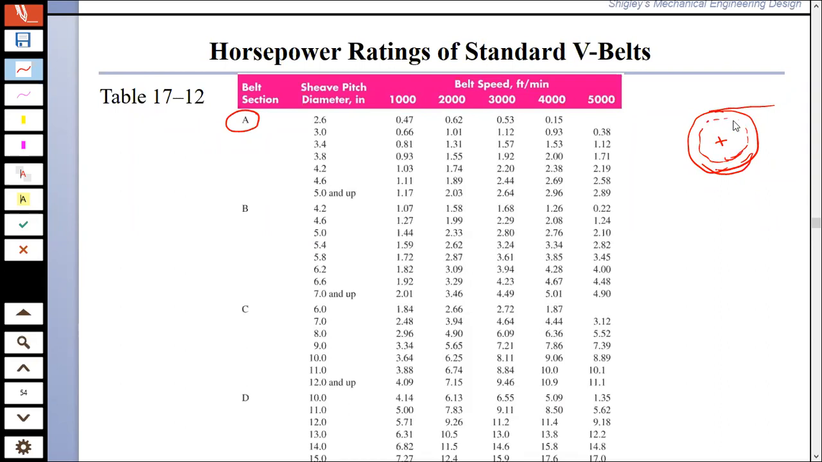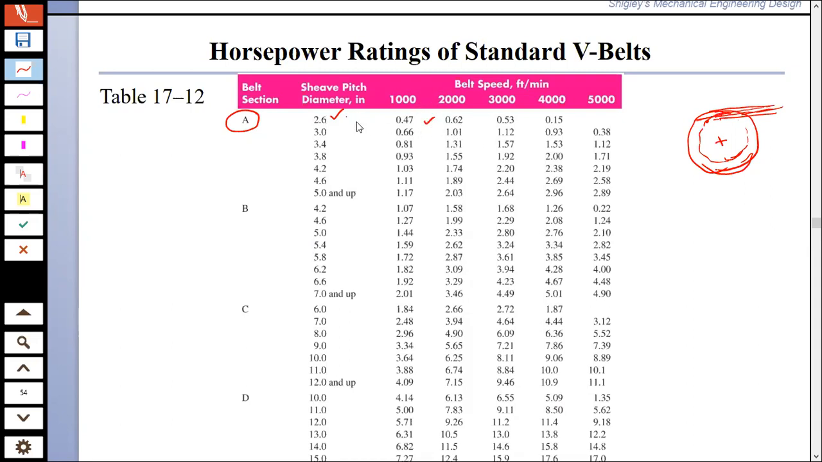If this is the belt, there is a certain diameter, like we defined the pitch circle in gears. So it's basically the diameter of that kind of circle. Okay, so if this is your pulley's pitch diameter, these are the different sizes given over here at different speeds.